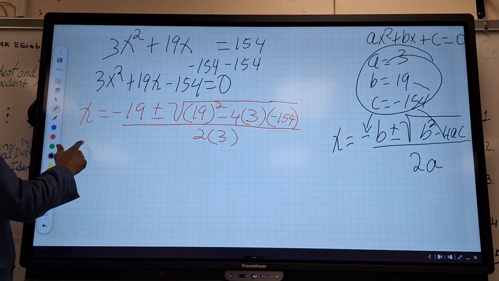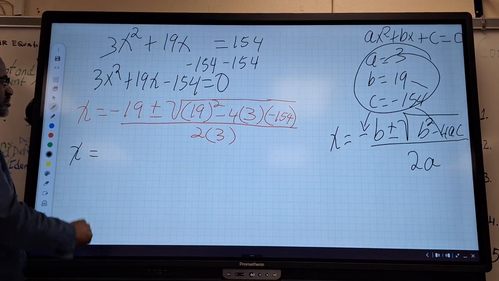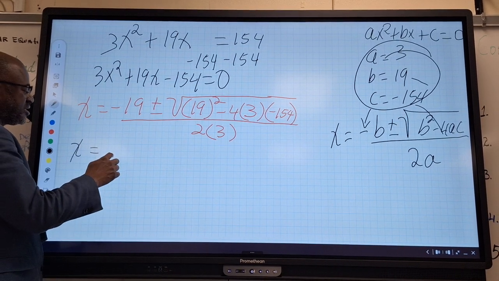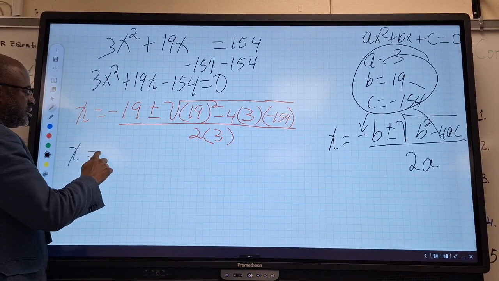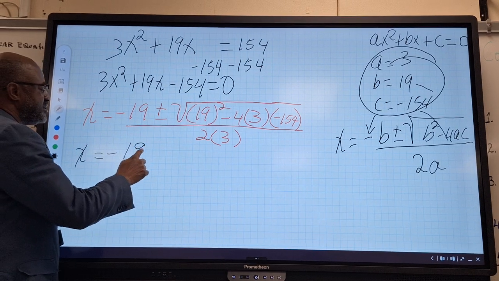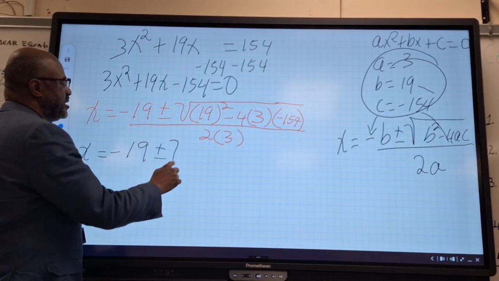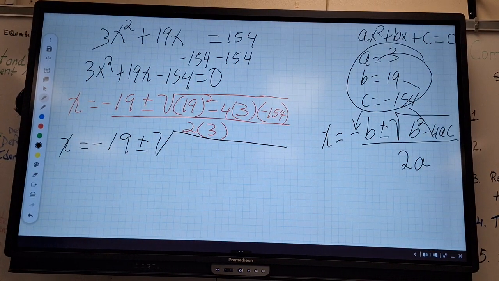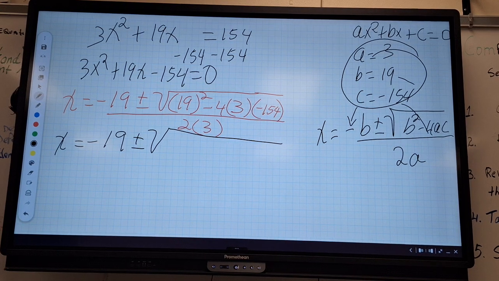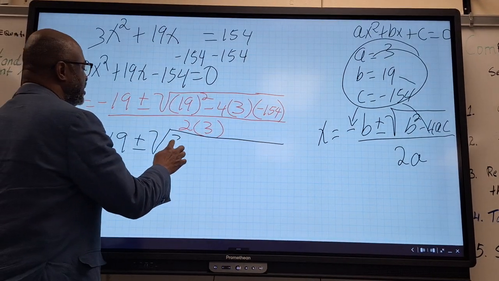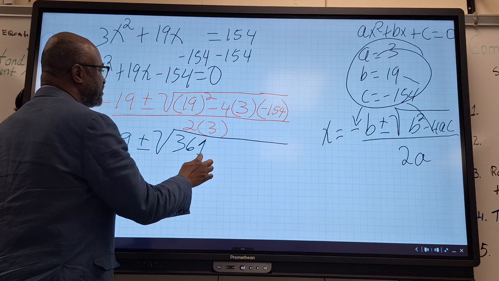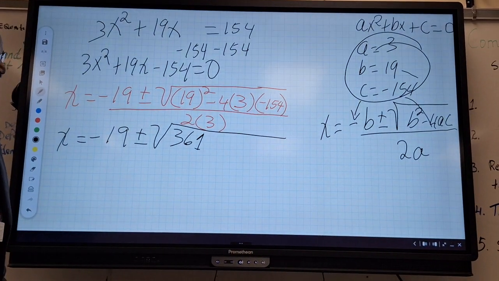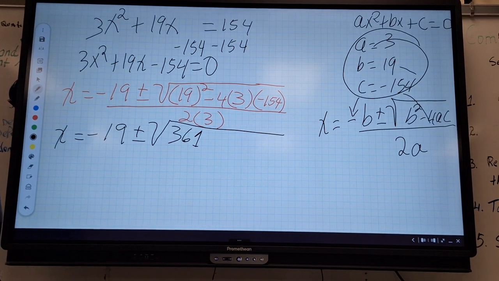Then you work it out. X equal negative 19 plus or minus. Use a calculator if you have to. 19 squared. That will give you what? 361. Be careful. You multiply those three numbers. Then that's what? 2 negatives. It's going to become what? Positive.